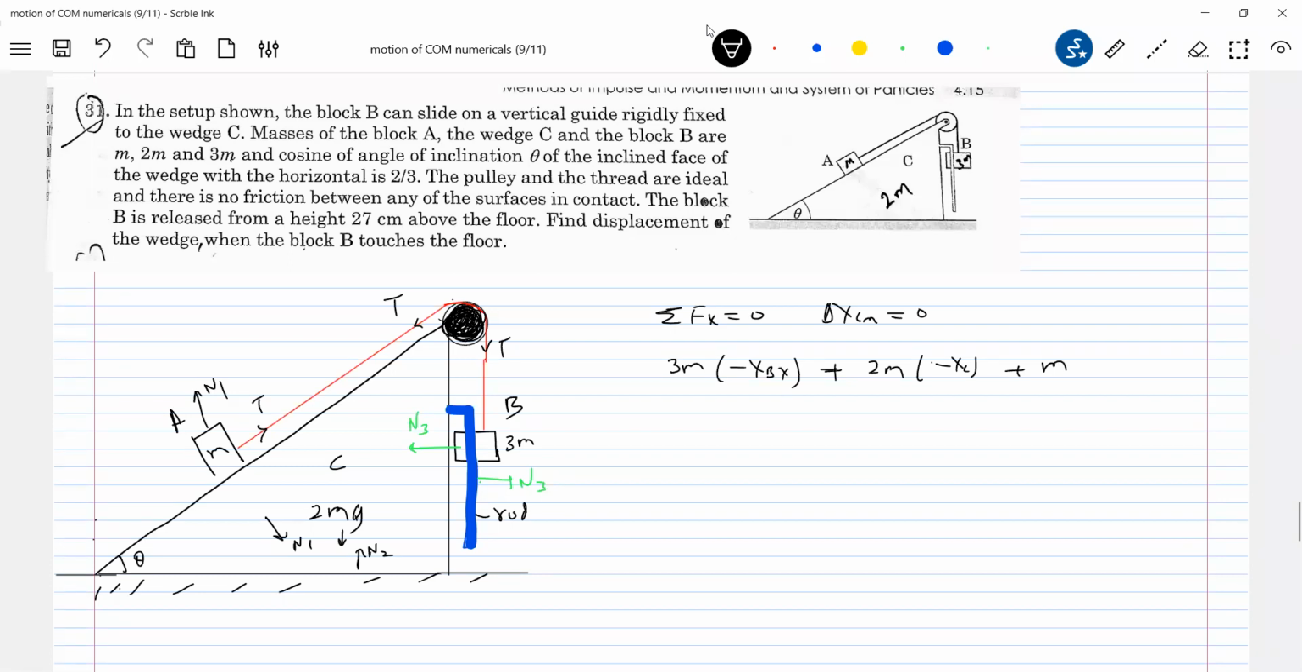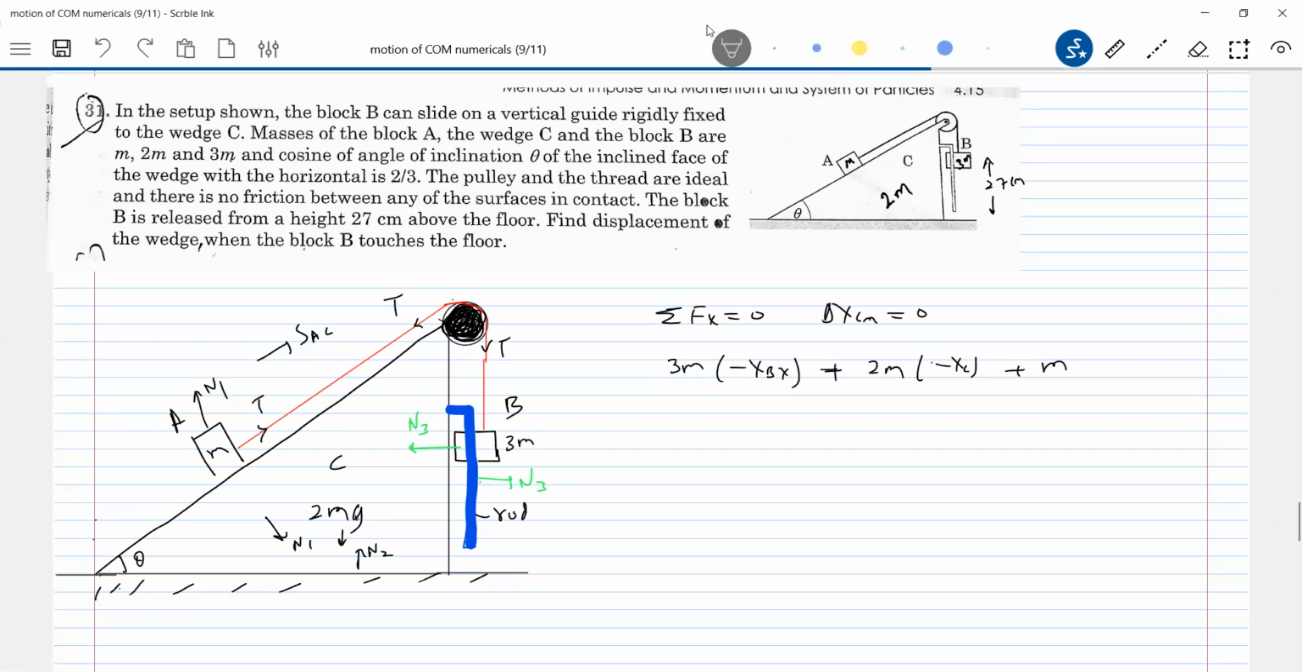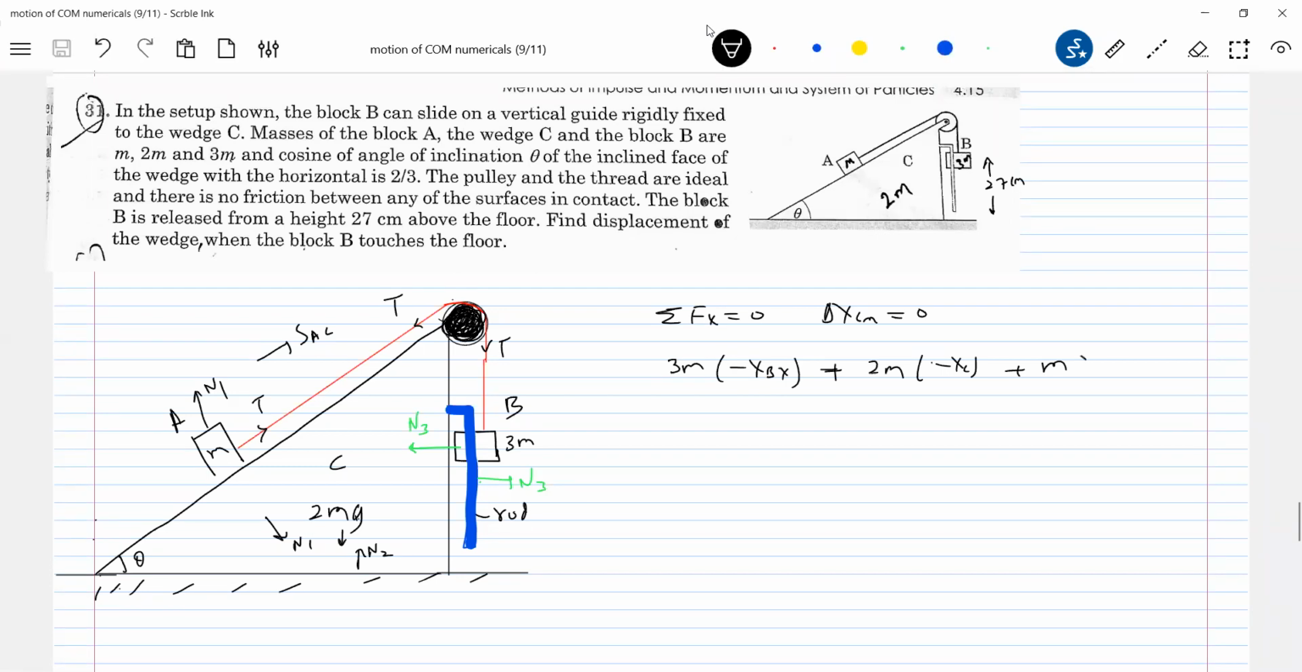The block B is released from a height of 27 centimeter above the floor. Find the displacement of the wedge when the block B touches the floor. When B touches the floor, what is the displacement of the wedge is asked. How much will it move with respect to the wedge? What is SAC, the displacement of the block with respect to the wedge along the incline? With respect to the ground, how much should it be? SAX, I don't know that.